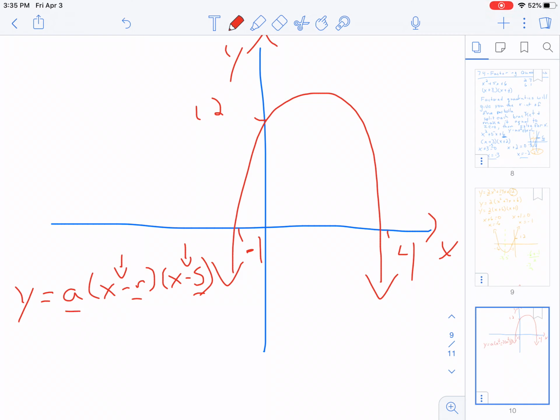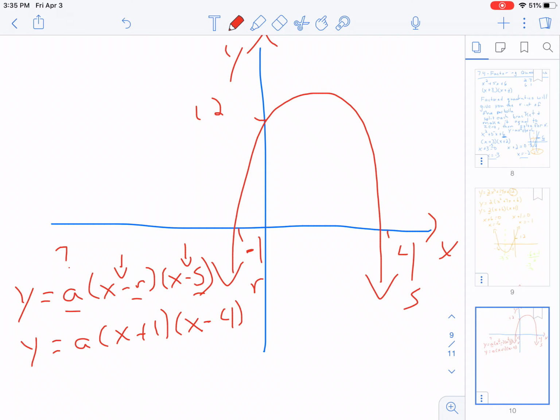And then the a value here, typically you're going to have to solve for that. We don't know. Remember, the a value determines if it opens upwards or downwards, but it also determines how wide or narrow the graph is. And that part we need to figure out. So I'm going to make this one r, this one s, and plug them in. Remember, I changed the sign on them. Now, I need to solve for a.